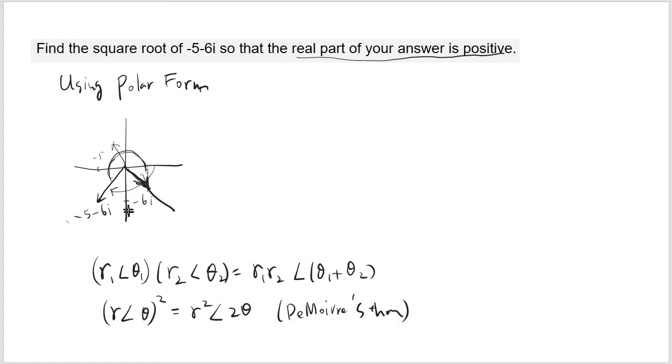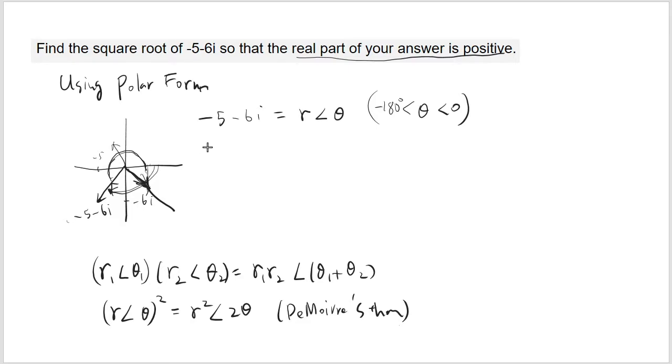So what we want to do is represent negative 5 minus 6i as some magnitude and angle, but I want the angle to be represented as something less than 0 and bigger than negative 180 degrees. That's what I want, so that I'll get the negative version. And if I have the negative version, then I can take half of it, and that angle will give me a complex number that's on the positive side of the real part. Okay, so let's do that.